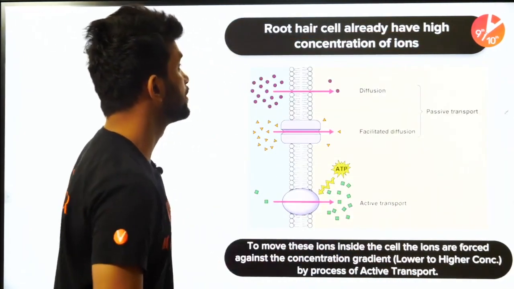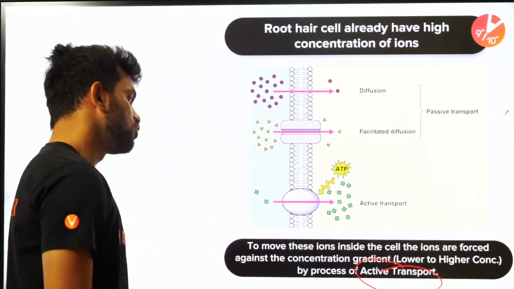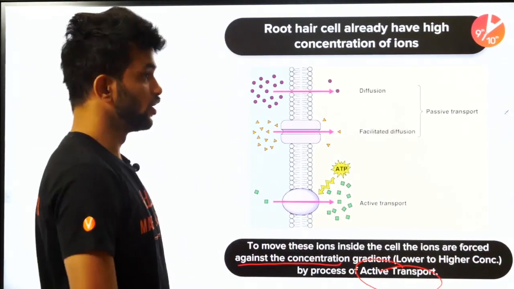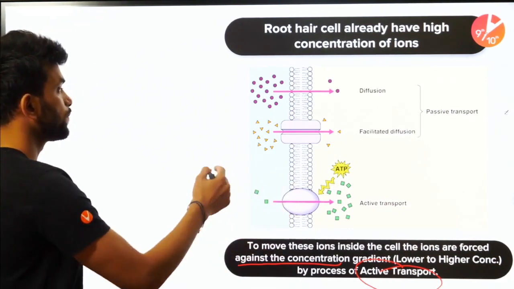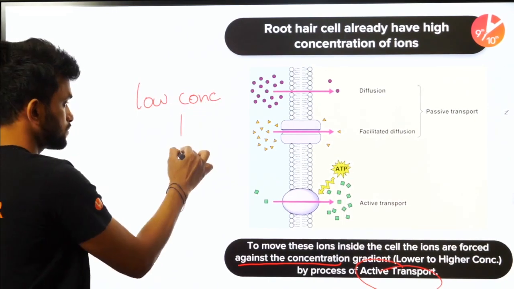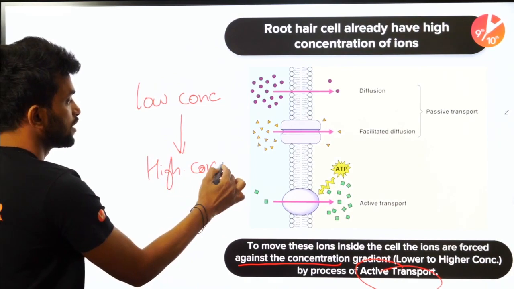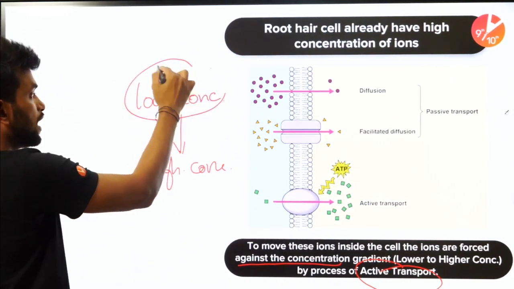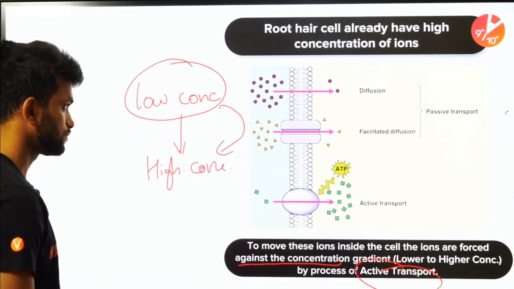That is why, guys, we have something called active transport. What do we call active transport? To move the ions into the cell, they are forced against the concentration gradient. What do you mean against? Against means moving from a region of low concentration to a region of high concentration. Generally, what happened in diffusion? We move from a region of high concentration to a low concentration, but here what are we doing? We are doing the opposite. We are moving from a low concentration to a high concentration. Are you getting my point?